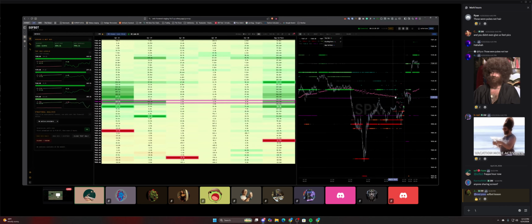Zero gamma flip is basically the price at which the net gamma would flip. So they take total gamma for all strikes, all expirations, and this is the price at which it would flip. Okay, so that's what these pink dots are.